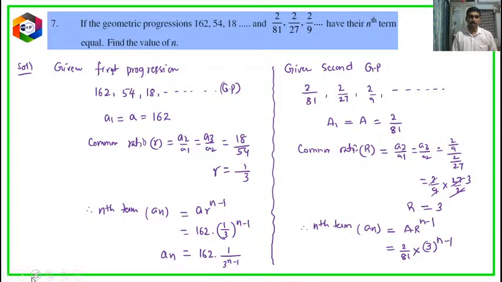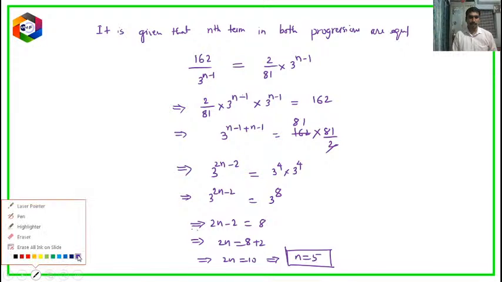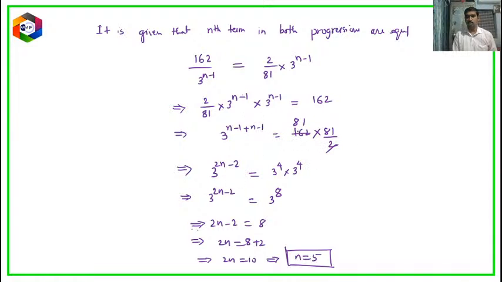Okay children, now in both the cases I have equated: 162 by 3 power n minus 1 equal to 2 by 81 into 3 power n minus 1. Now this side I have multiplied, so 3 power n minus 1 into 3 power n equals 162 into 2 by 81. Now a power m into a power n is equal to a power m plus n. So n plus n minus 1 minus 1 gives 2n minus 2. Now the 2 by 81 will get cancelled, leaving 3 power 8. Now bases are equal, so powers should be equal: 2n equal to 10 and n equals 5. So n equal to 5 will be the final answer.